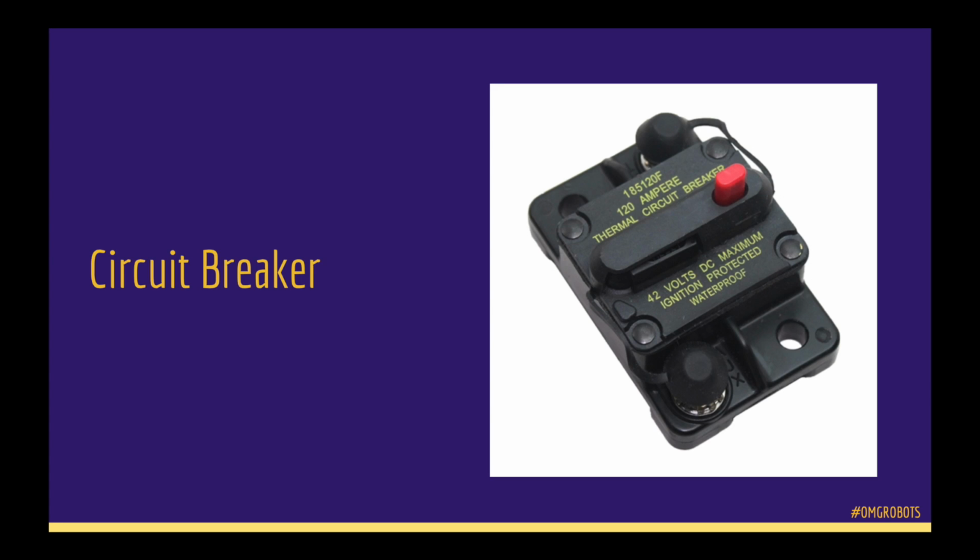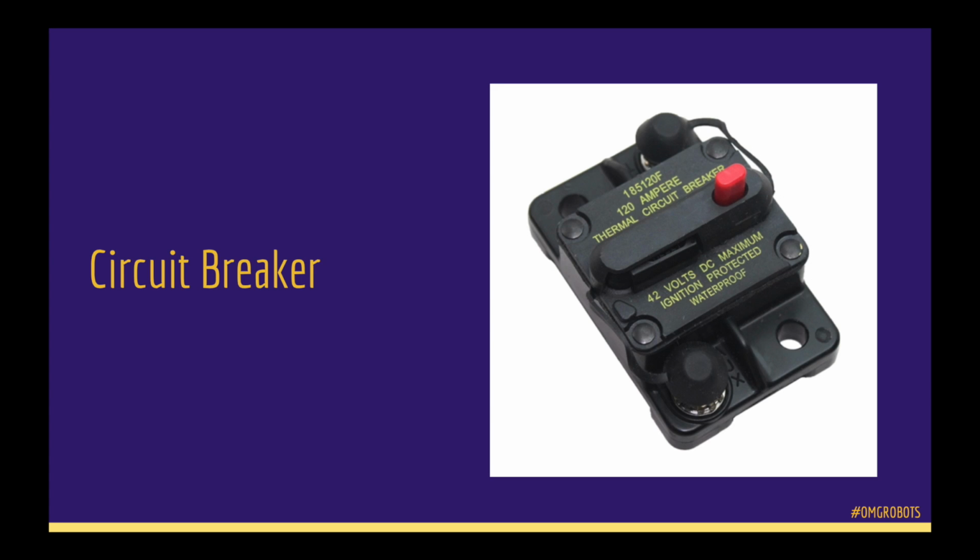As mentioned before, it connects the battery to the PDP. And when you press the red button on the circuit breaker, it will actually break the connection between the battery and the PDP. And since the PDP connects to many other components, this will prevent all other components from getting power. So in this way, the circuit breaker can help protect all other components as well as the wiring on our robot.